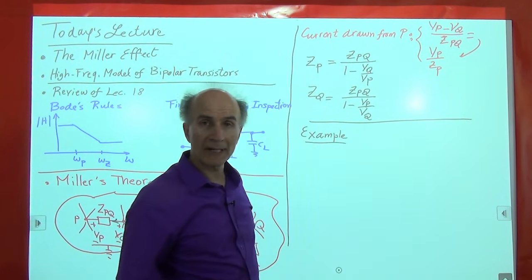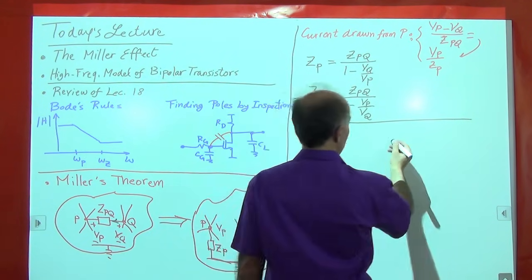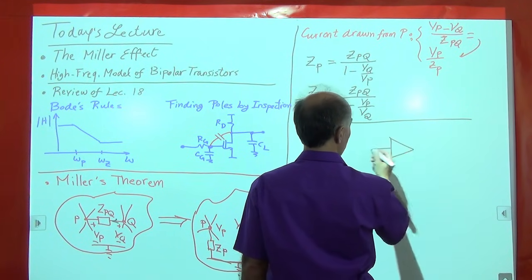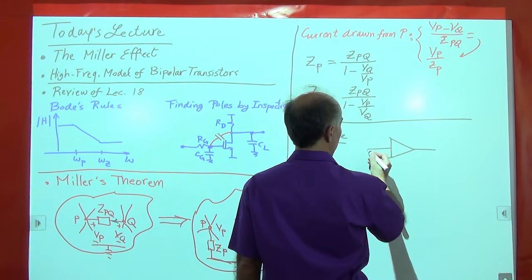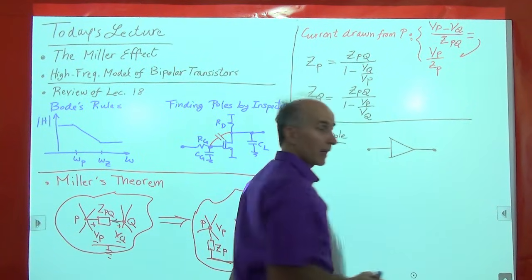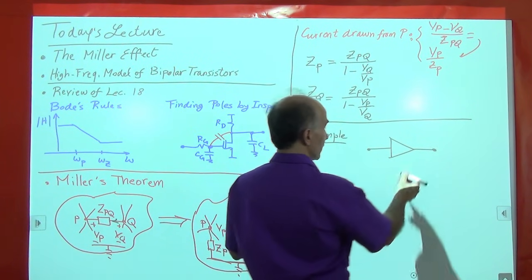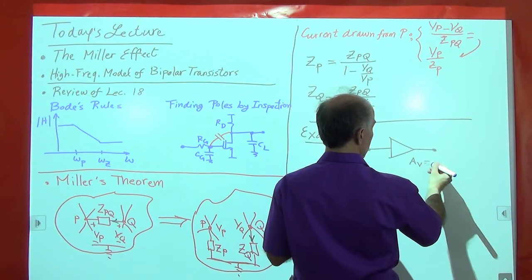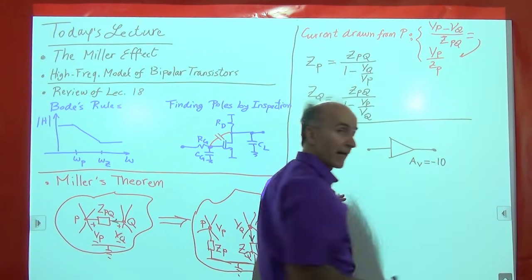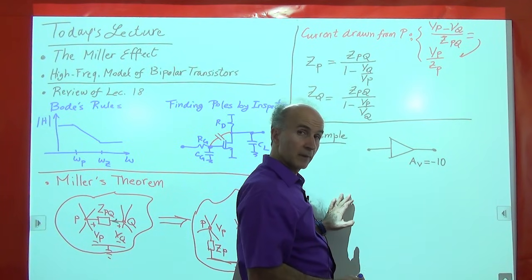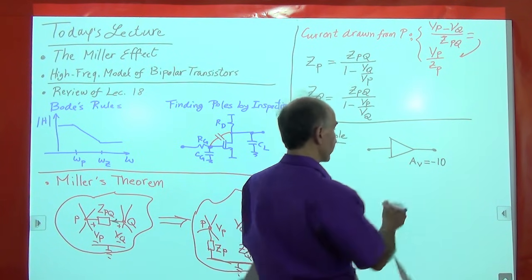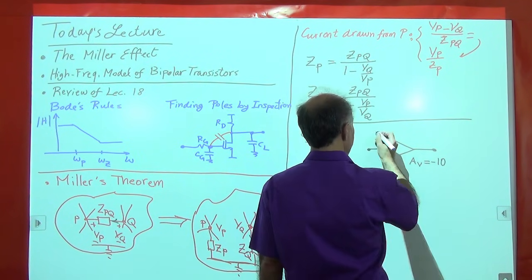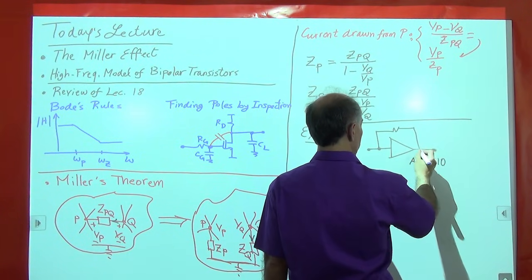I go and buy an amplifier, okay? So I buy an amplifier, and the amplifier has some voltage gain. So let's say the voltage gain is minus 10. So it's an inverting amplifier. All right? And I connect a resistor between the input and output.